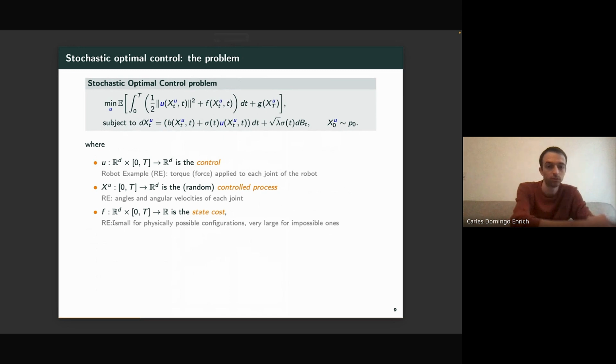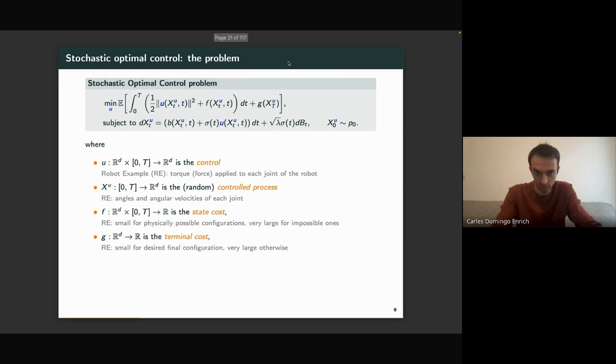And if we're going back to the robot example, the state cost is basically something that we want to be small. We set it to be small for physically possible configurations, and we want to set it to be large for impossible ones, because essentially since this term is something that we're adding to the cost, we want to make this expectation of this term as small as possible. And if we set the state cost like this, we'll essentially be driving our system towards regions which have low state cost.